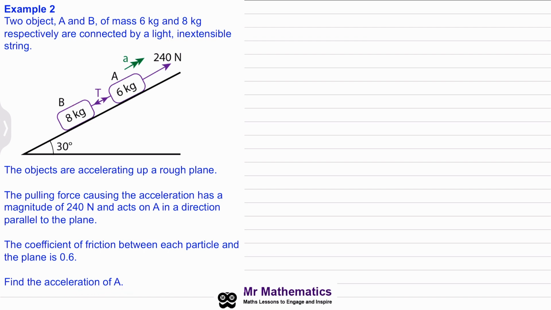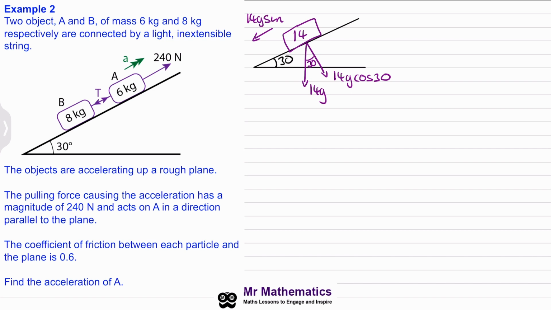We can treat each of these as a single object. So if we create a new sketch, we know the combined mass will be 14 kilograms, and this will have a downward weight of 14g. There'll be a perpendicular component where this angle is 30 degrees, and the perpendicular force is 14g cos 30. The downward force parallel to the plane will be 14g sin 30, and the 240 newtons will be pulling the mass up the plane.